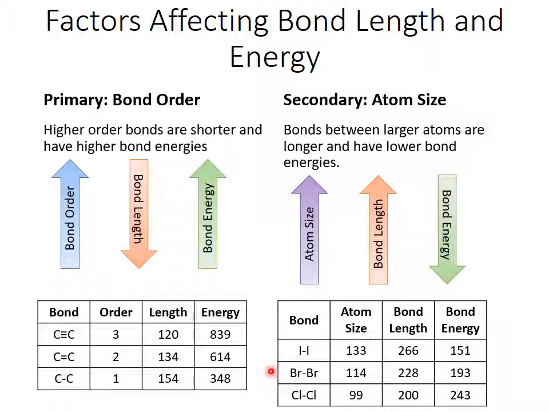So take a look here. We've got iodine-iodine, bromine-bromine, and chlorine-chlorine bonds. The size of an iodine atom is 133 picometers, while the size of a chlorine atom is 99. So we're decreasing in atom size as we move down this table. As those atom sizes decrease, so does the bond length. An iodine-iodine bond is 266 picometers long, while a chlorine-chlorine bond is only 200.